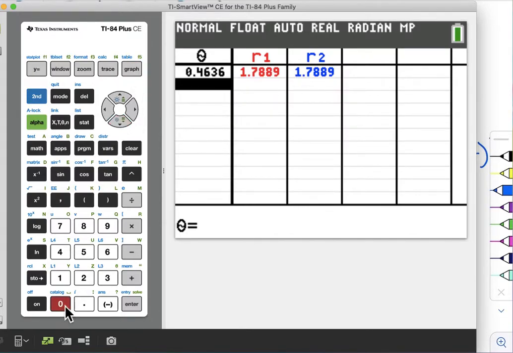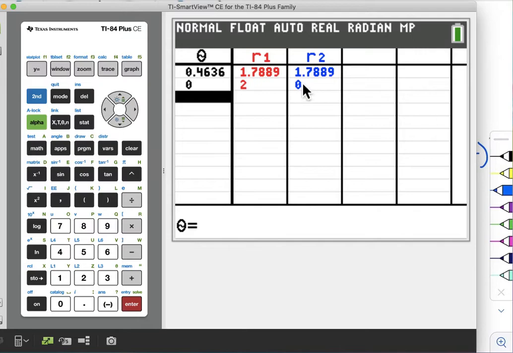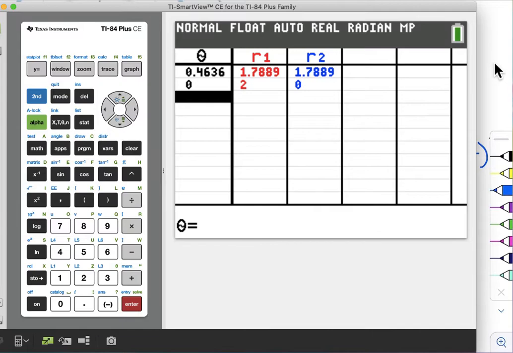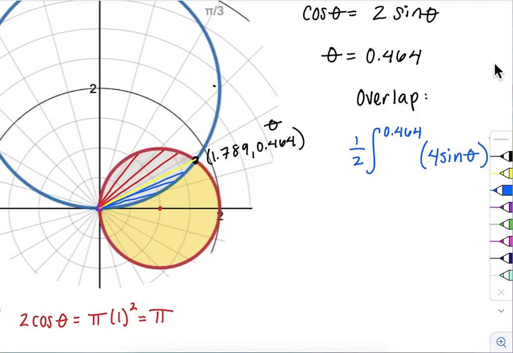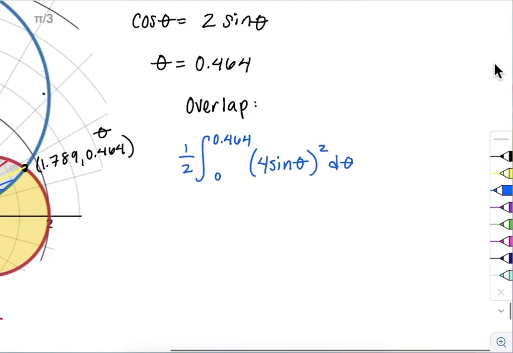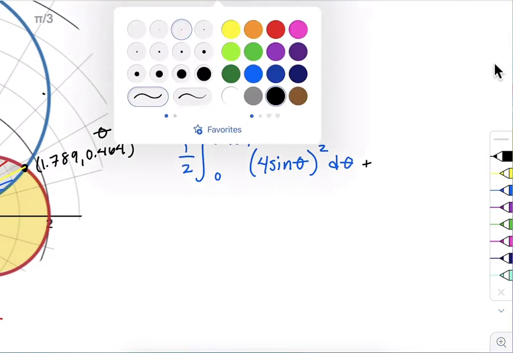So if I plug in 0 for theta, I do get that my radius at the blue curve, the sine curve, is 0. But look, it's at 2 at the other spot. So those are two different places, which is why they don't intersect at 0. So over here, this intersects at the point 0, 0. So we're going to start down there for our theta value of 0. And then I'm going to add my red area.